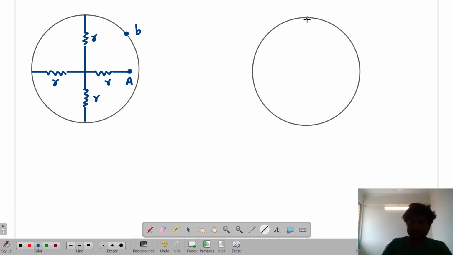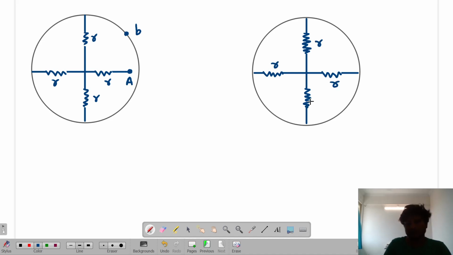Got it? Yeah, point A is not completely touching the surface. In both cases, you have to find R between AB.